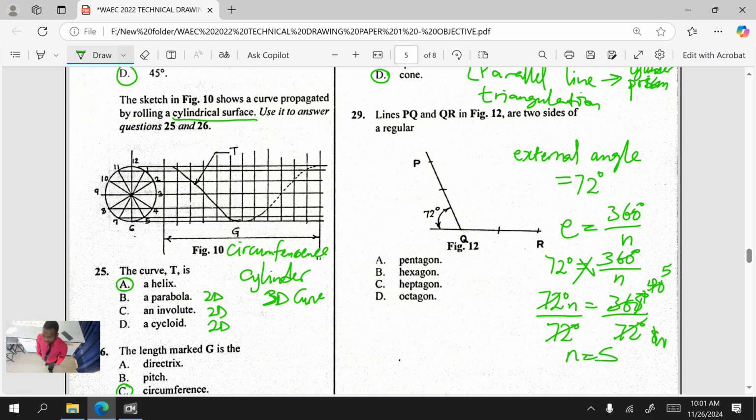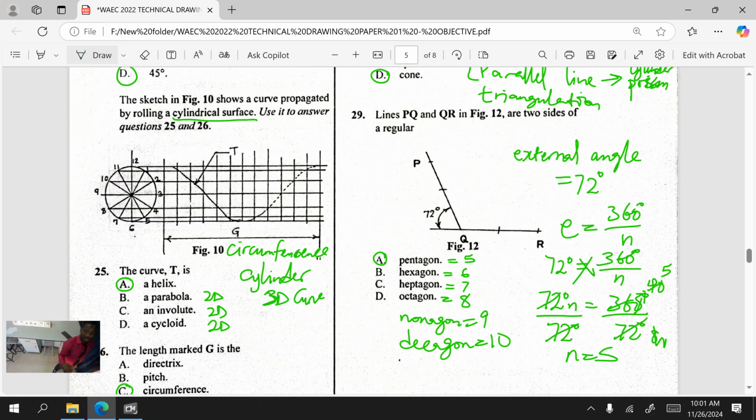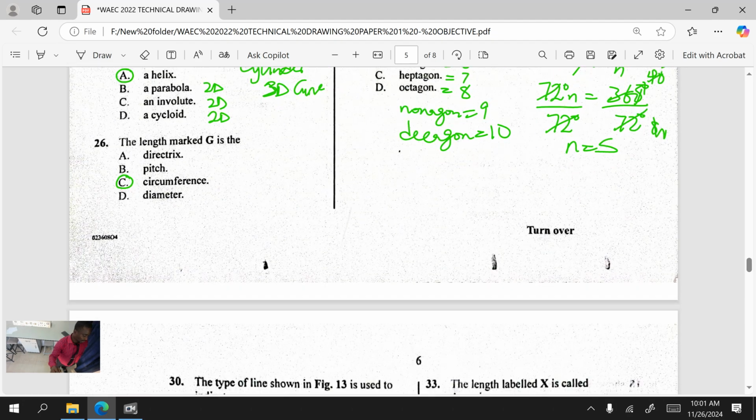So ask yourself, which polygon has 5 sides? That is pentagon. Pentagon has 5 sides. Hexagon has 6 sides. Heptagon has 7 sides. Octagon has 8 sides. What if we have 9 sides? That's nonagon. Nonagon has 9 sides. What about 10? Decagon is 10, and so on and so forth. So all these are what you should take note of.